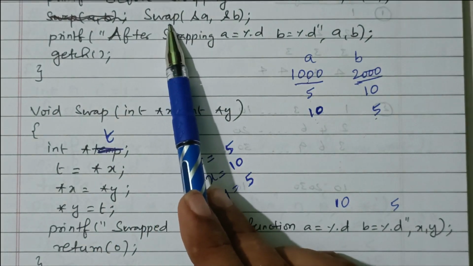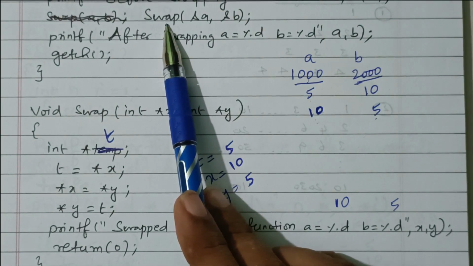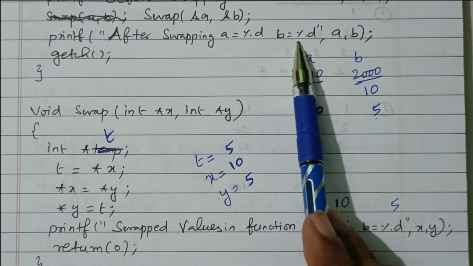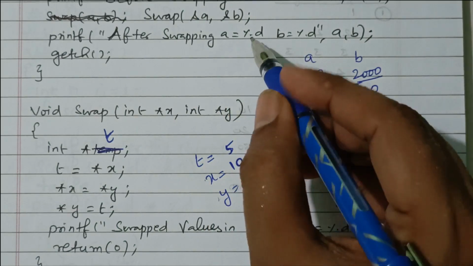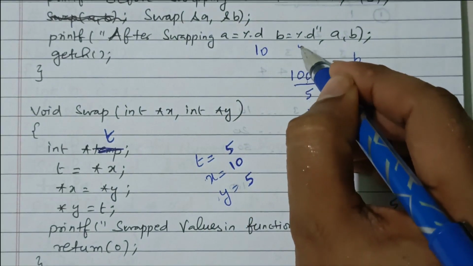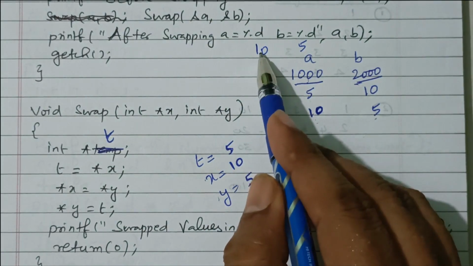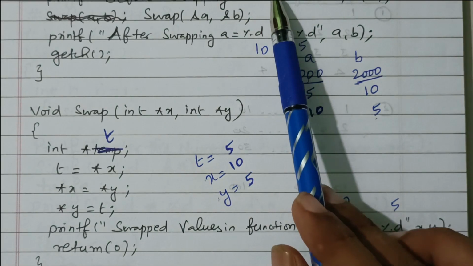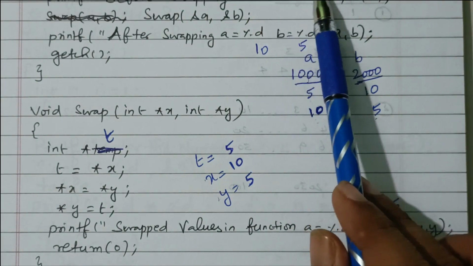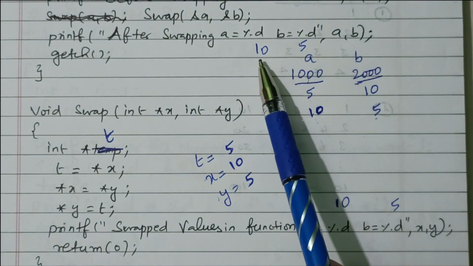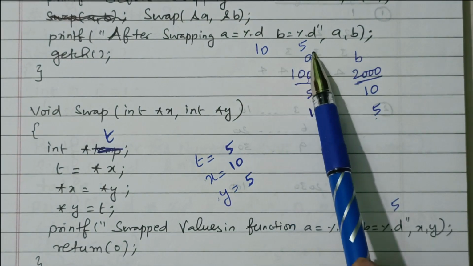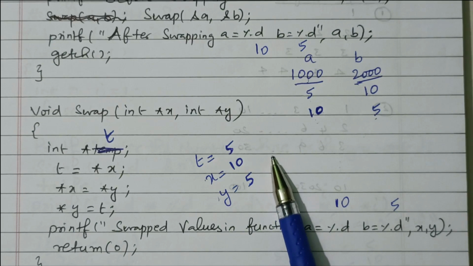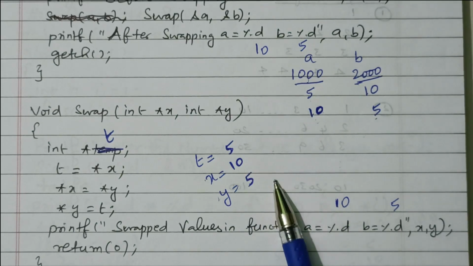In the main program where we called the function. Again we are printing after swapping. A equal to, B equal to. What is the A value? It is 10. B value is 5 because permanently changed in the address. In the previous program not like that. Before swapping A is 5, B is 10. After swapping also A is 5, B is 10. Only in the function the values are interchanged because we send only a copy of the variable.